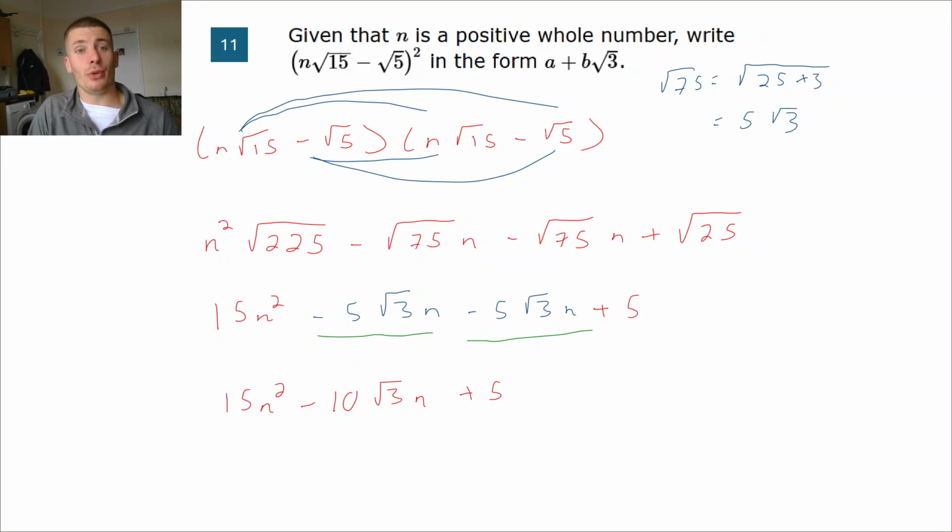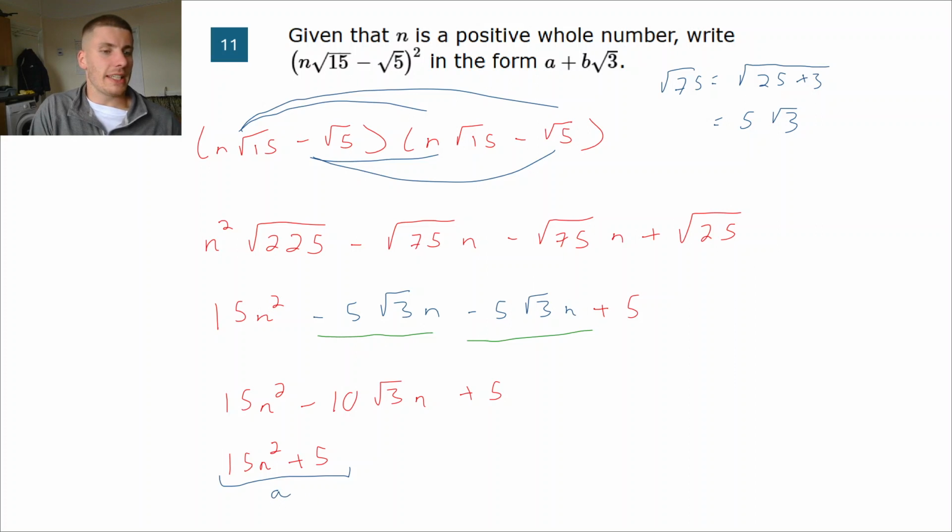But we want to get it into this form up here. Now, don't be confused by the n squared and the n. It's just a whole number, so just treat it as a number. But you want to have the root 3 on the end on its own. So we can rewrite this a bit differently and say we have got 15n squared plus 5. That n squared is just a number. So this part here, the 15n squared plus 5, this is your a part.